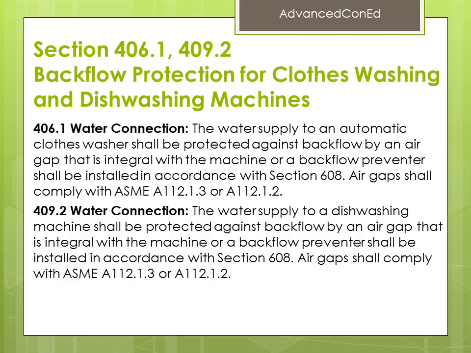409.2 Water Connection. The water supply to a dishwashing machine shall be protected against backflow by an air gap that is integral with the machine, or a backflow preventer shall be installed in accordance with Section 608. Air gaps shall comply with ASME A112.1.3 or A112.1.2.